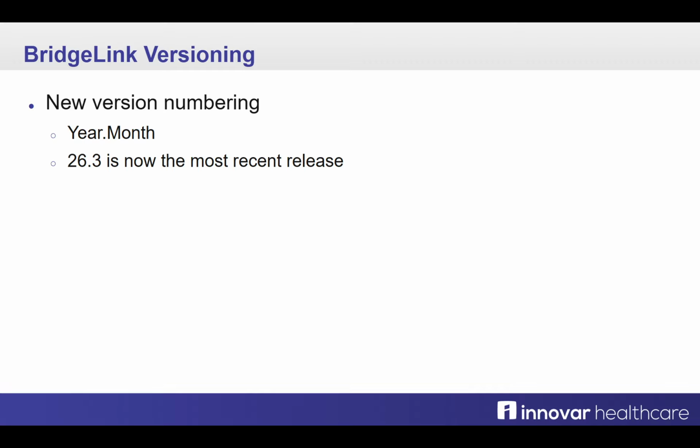First thing you'll notice is new version numbering. So it's the year dot the month, I guess technically the last two digits of the year. So the most recent release is now 26.3. Since we finished up in March, that's month 3, so it's 26.3. Makes it a little bit easier to determine the age of the version you're running because now it's connected to a specific point in time.